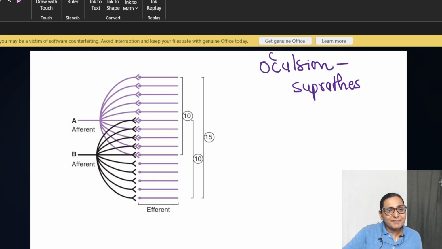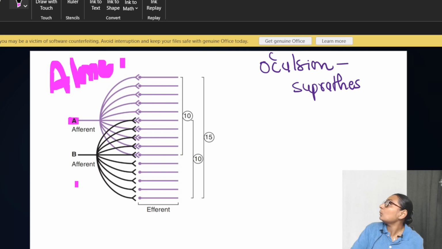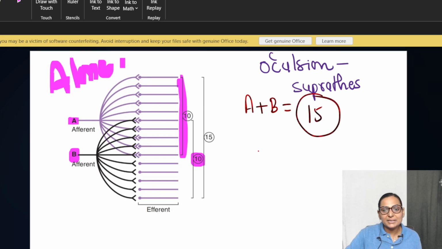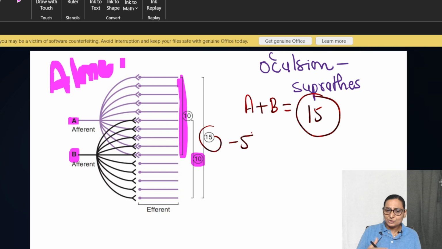So you can see that when you are stimulating A alone, you are able to stimulate 10 efferents, and when you are stimulating B alone, you are again able to stimulate 10. But when you stimulated A plus B, surprisingly, you did not stimulate 20 or 25, you stimulated 15. That means some 5 neurons were inhibited, because the energy we used was not needed. So this property of occlusion, this property of subliminal fringe, is very important.